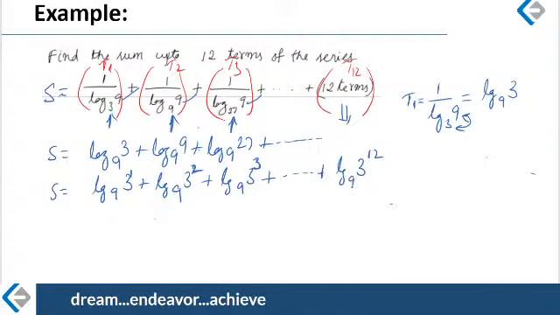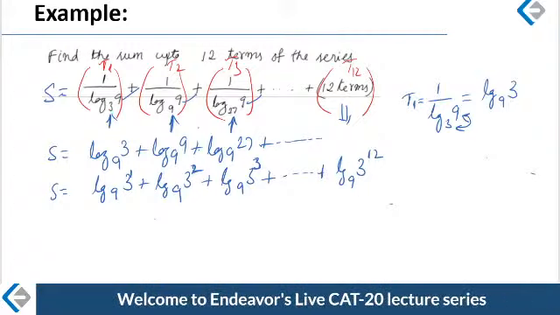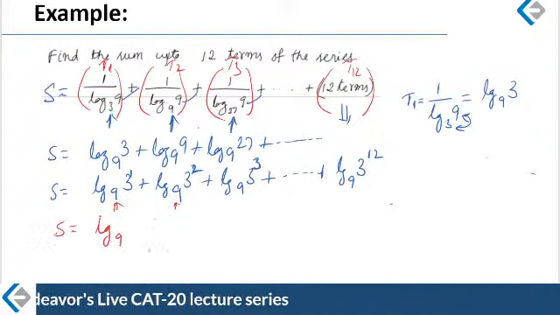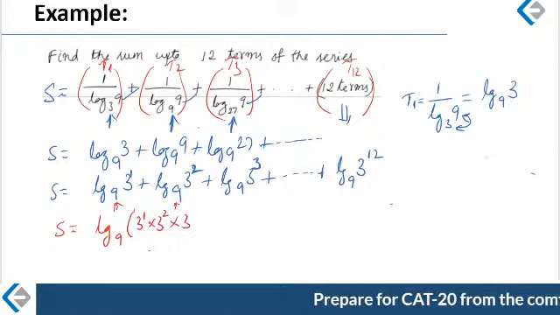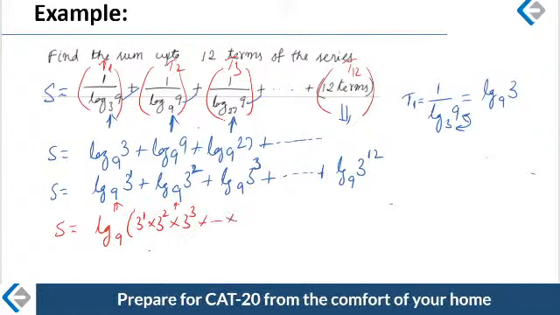Very good. So now what rule will I apply? I will apply the addition rule, the product rule. Product rule is what? Because all my bases are same here, log to the base 9. So if I apply the product rule, how does it look like? Log to the base 9. Inside the bracket you will have 3 power 1 into 3 power 2 into 3 power 3, like this, into 3 power 12.